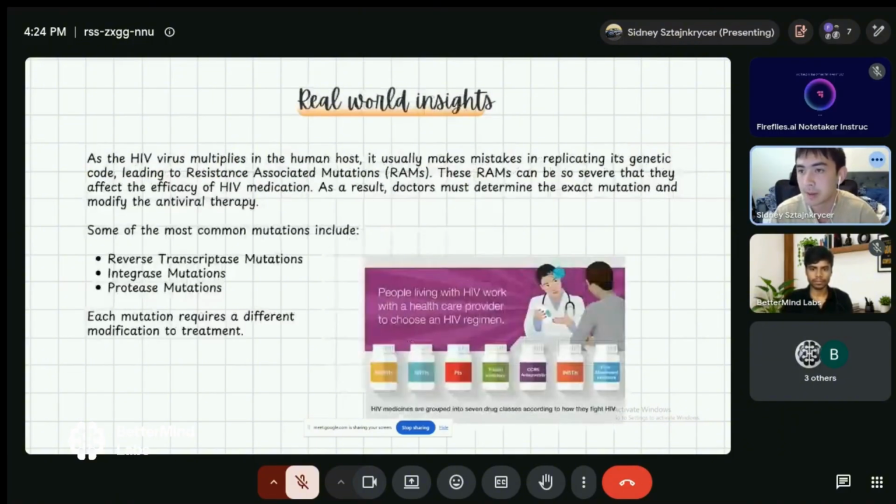So right now, as HIV multiplies, it makes mutations, and these mutations can resist the therapy and the medications that people get, and each mutation resists a certain drug. So we need to keep that in account when helping treat others.